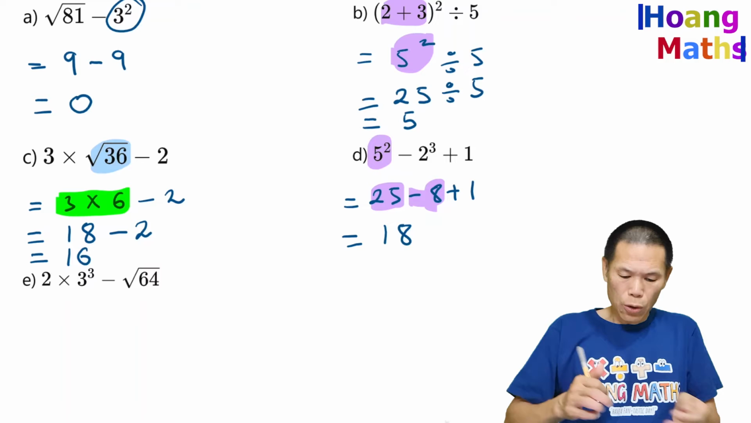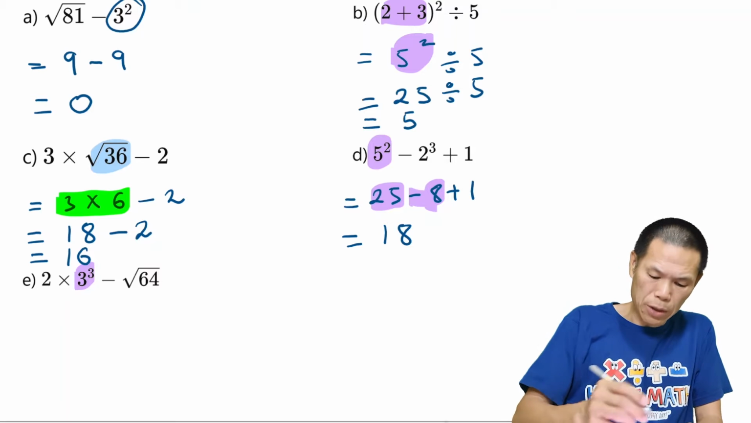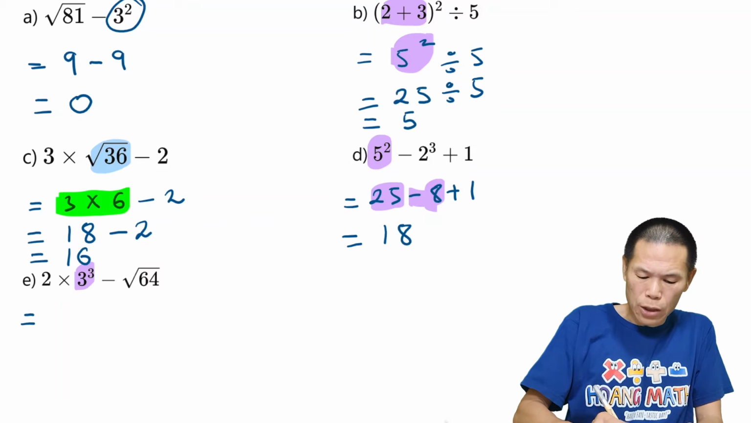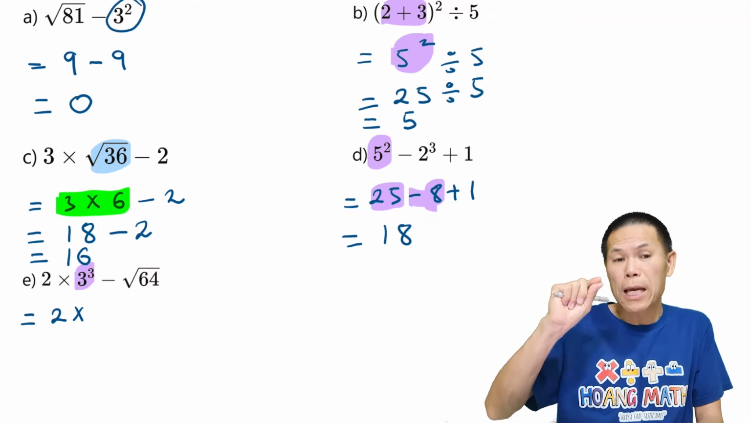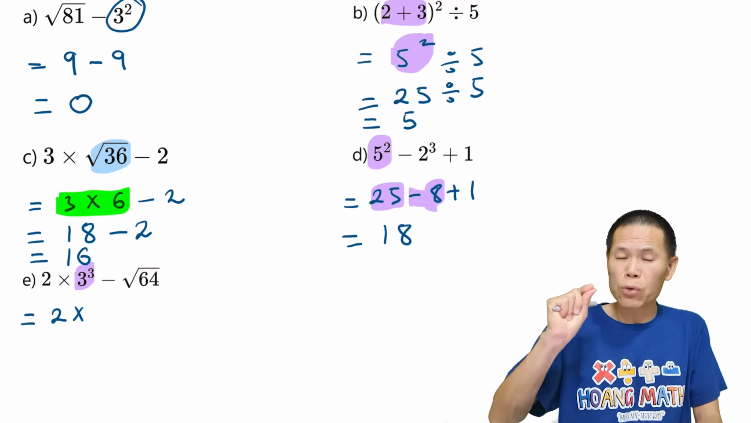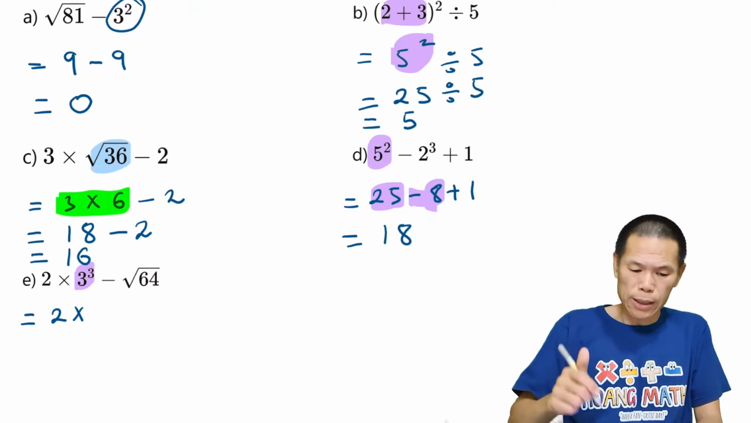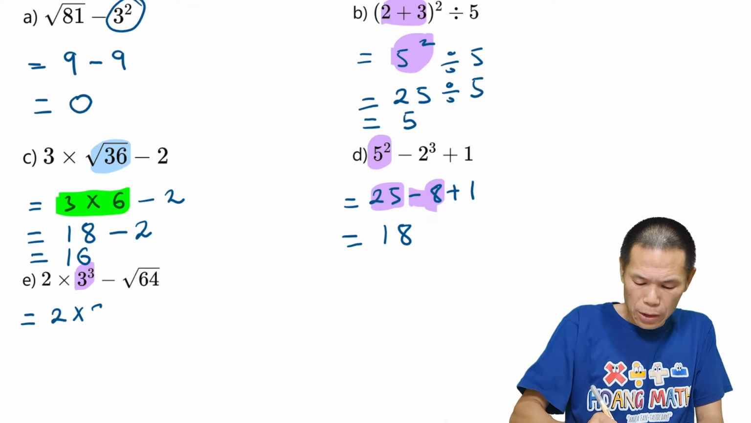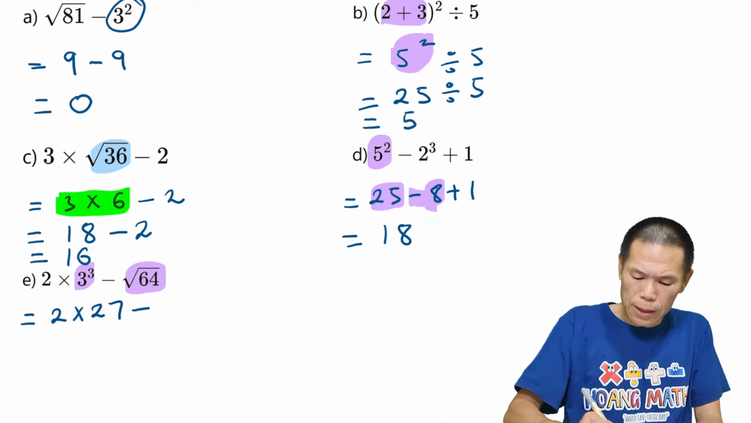Part E. So we need to work out 3 to the power 3 first. And then we times 2. Okay, let me just write this down. So that is equal to 2 times 3 to the power 3. It means 3 times 3 times 3. And 3 times 3 is equal to 9. And 9 times 3 is 27. So that is 27. And we minus the square root of 64.